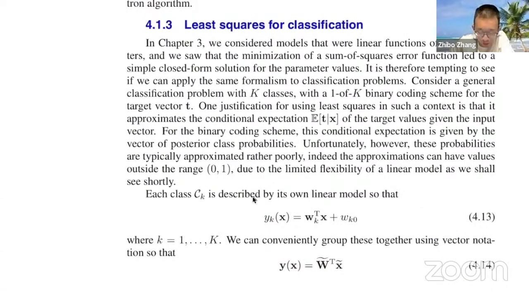In chapter 3, we considered models that were linear functions of the parameters, and we saw that minimization of the sum-of-squares error function led to a simple closed-form solution for the parameter values. For example, if you think about linear regression, if you just minimize the sum of squared errors, you can derive a closed-form solution using the normal equation, right?